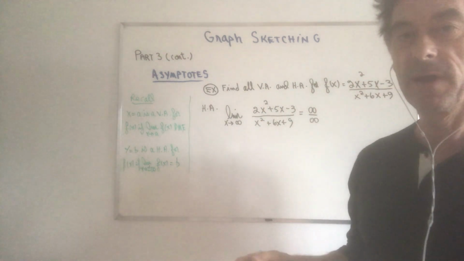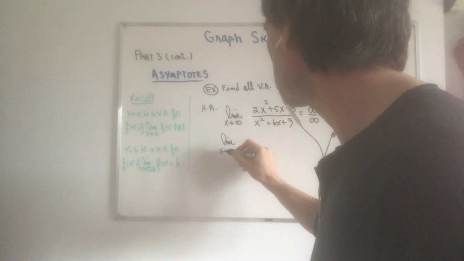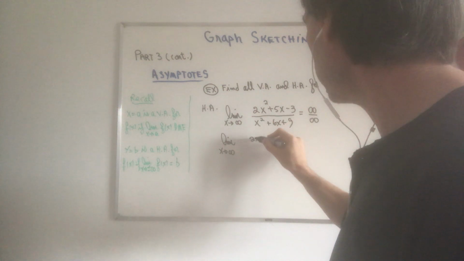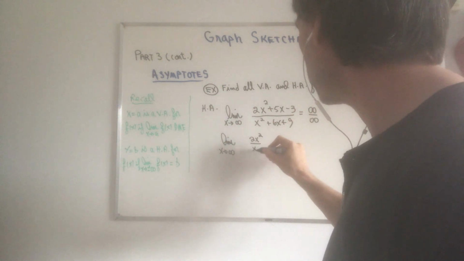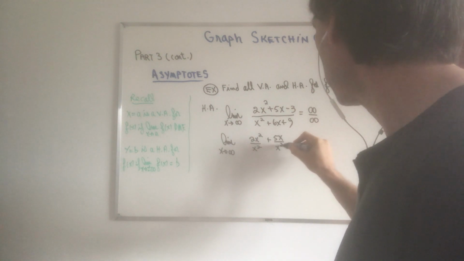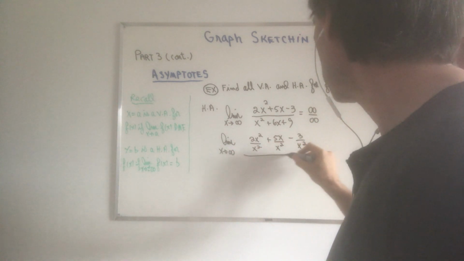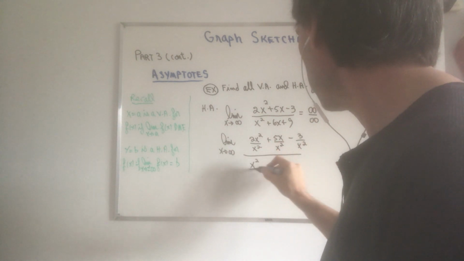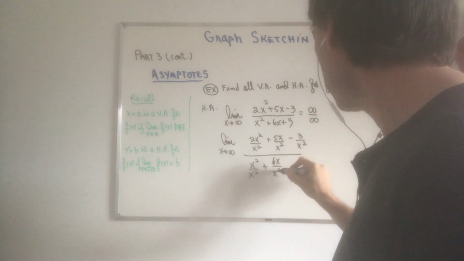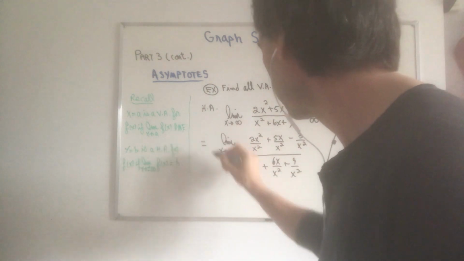We know the way out of there, don't we? We divide top and bottom by x to the highest power. The highest power is 2, so why don't we do 2 steps in 1? Every term is going to be divided by x squared. Everywhere I look, it is divided by x squared. So x squared divided by x squared, 6x divided by x squared, 9 divided by x squared.